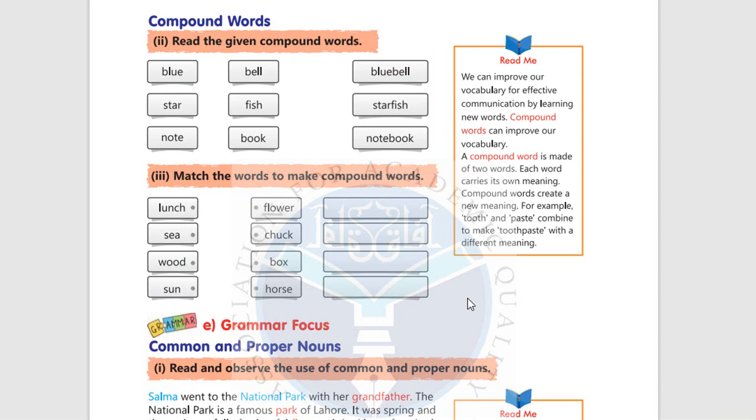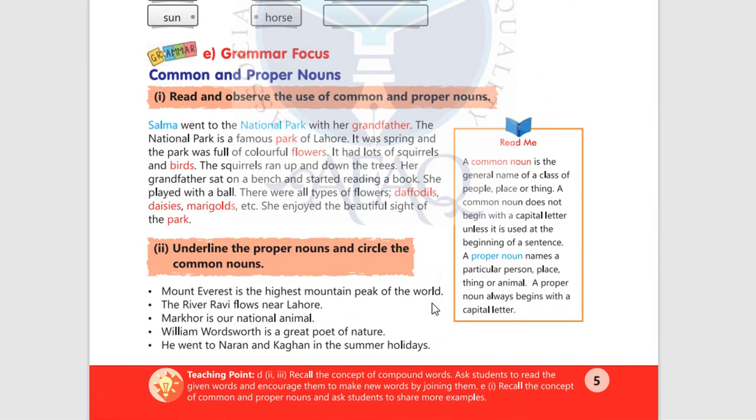That is supposed to be done in your notebooks, right? You will make or find 5 compound words and then use them in sentences of your own. Okay? So I hope that you will do this as soon as possible, and if you've got any questions you can always ask me. Now moving on, we've got exercise E, grammar focus, common and proper nouns. Let's just read what common and proper nouns are. Let's just discuss these two different types of nouns.